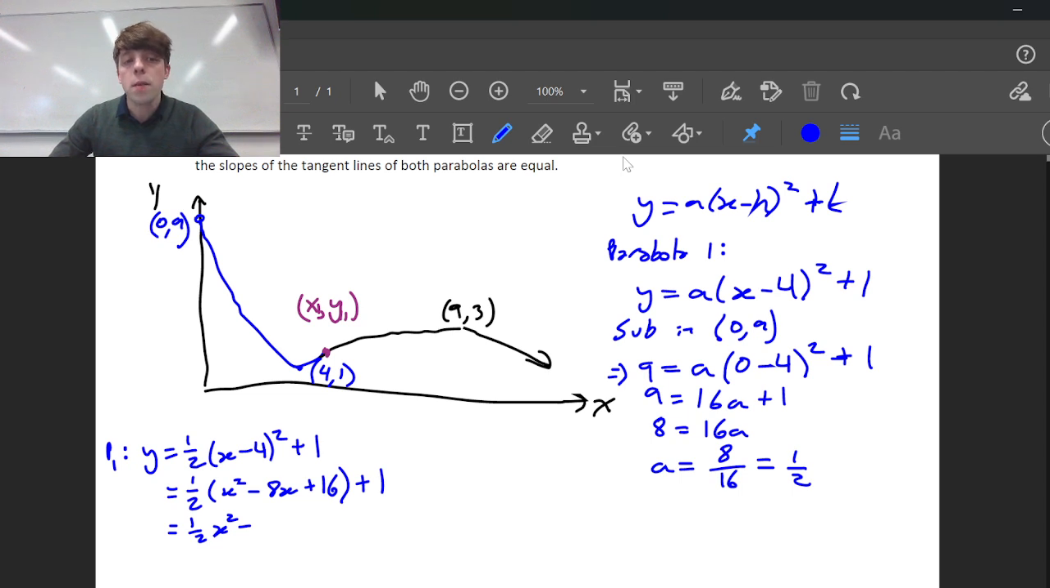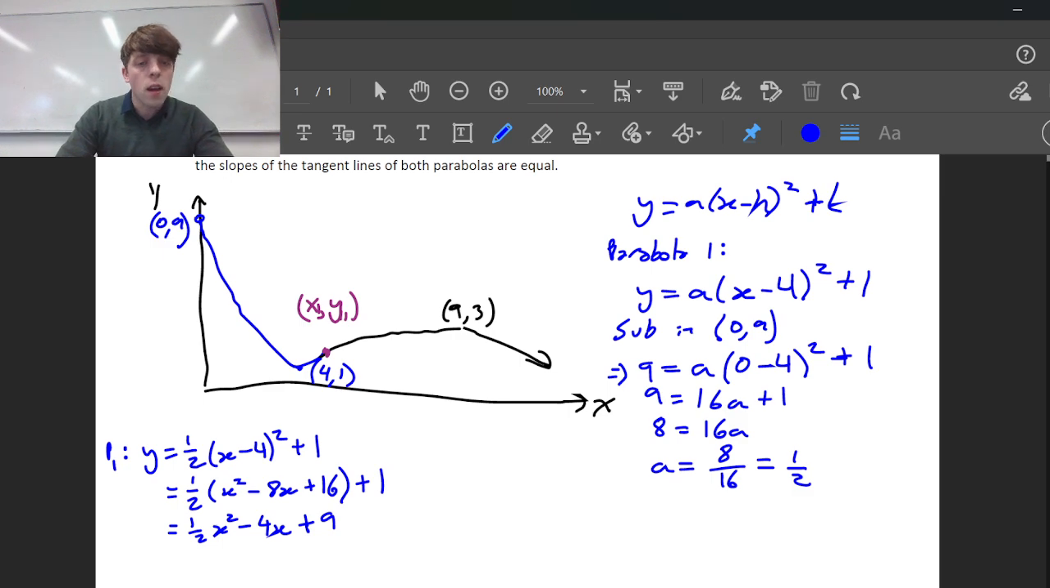So we're going to go a half times x squared, that's a half x squared. A half times negative 8x, well, that's going to be a half of 8, which is 4. And then we're going to have a half times 16, so that's going to be 8 plus 1, and 8 plus 1 simplifies down to 9. So we can see that would be how we'd expand these brackets.